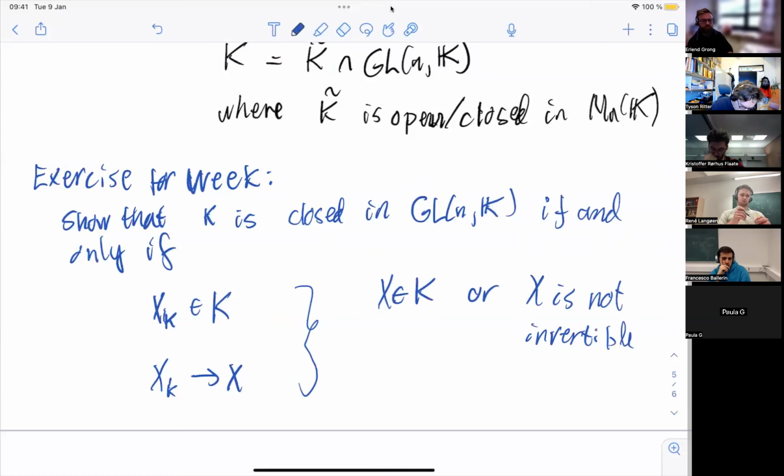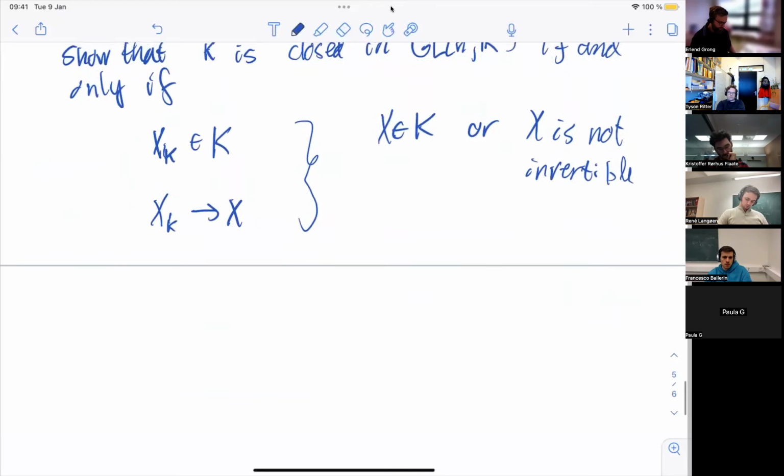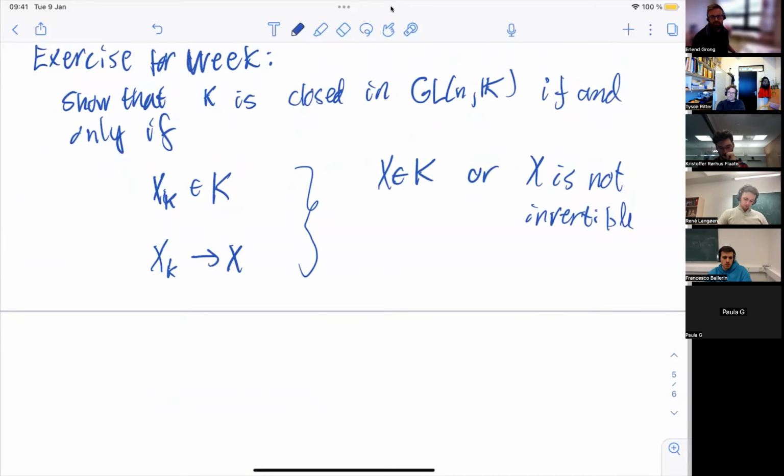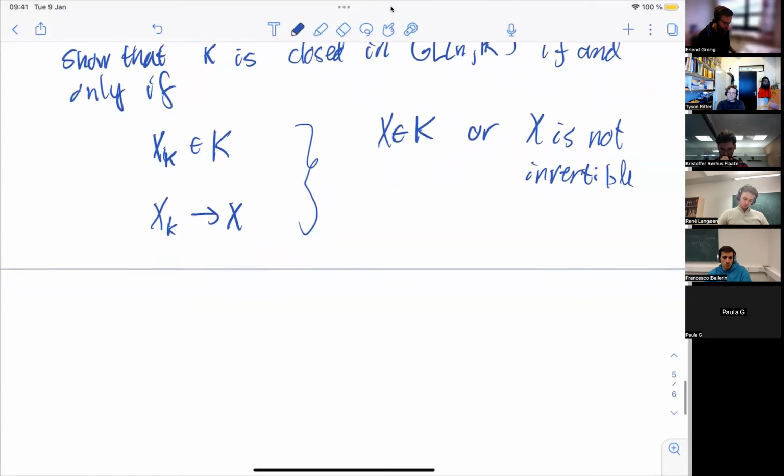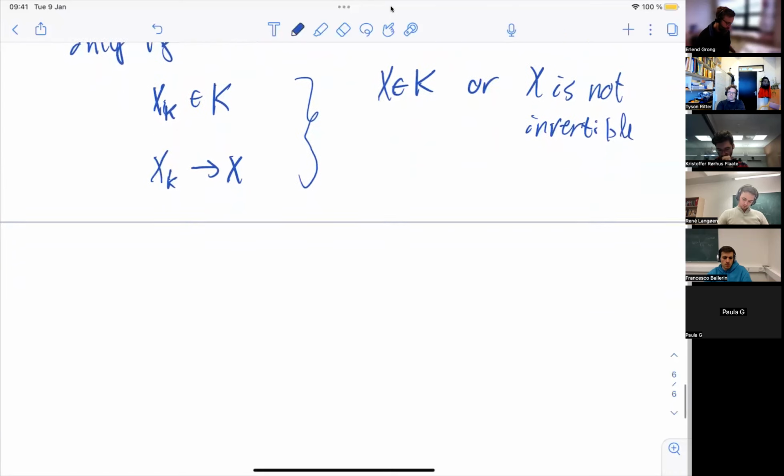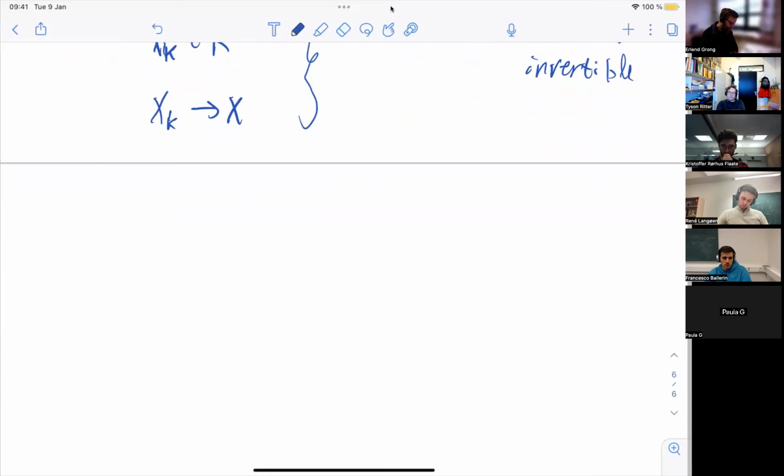So, in other words, being closed inside the general linear group means that your limits can escape, but they cannot escape into the group. The reason they're escaping is that it's no longer invertible. And we'll see this in a little bit.